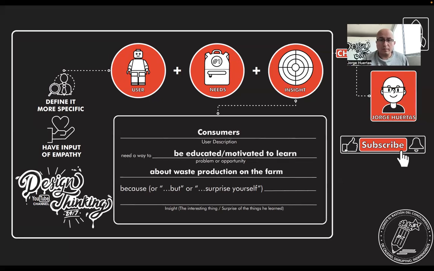So I'm going to show you an example. And be educated, motivated to learn about waste production on the farm. So here I'm talking about a project that is developed in a farm, and I want to take all the waste that the animals and the crops make and give it a new use, so I can make a bigger development. And of course, many consumers don't know this is a problem. So nowadays we are in a world where global warming is a reality, it's not just a theory or a conspiracy theory, as many say.